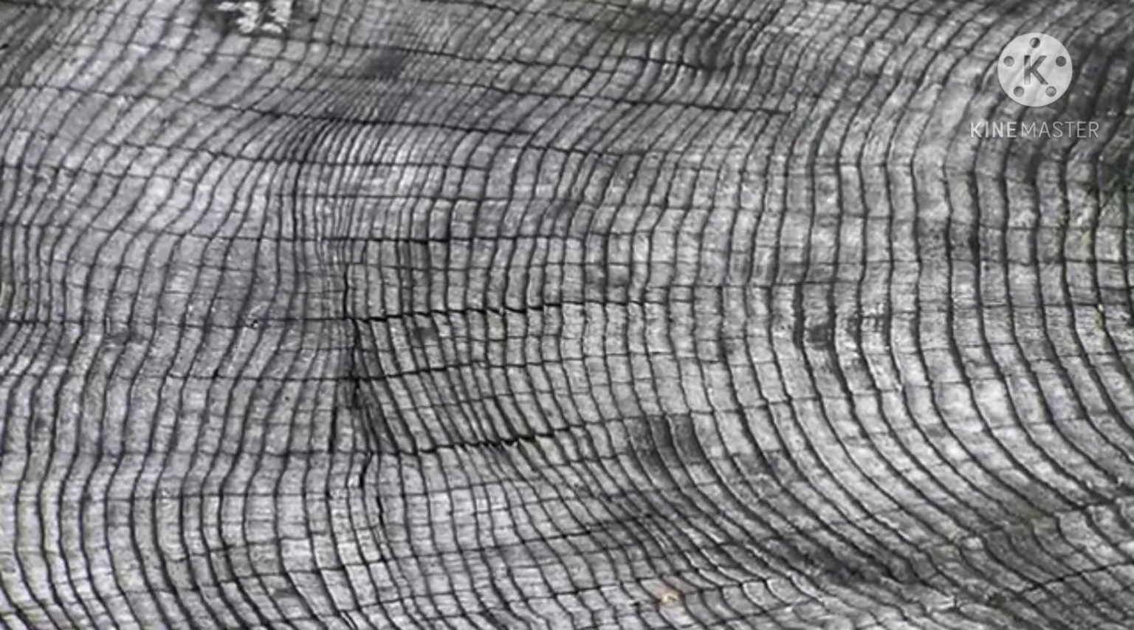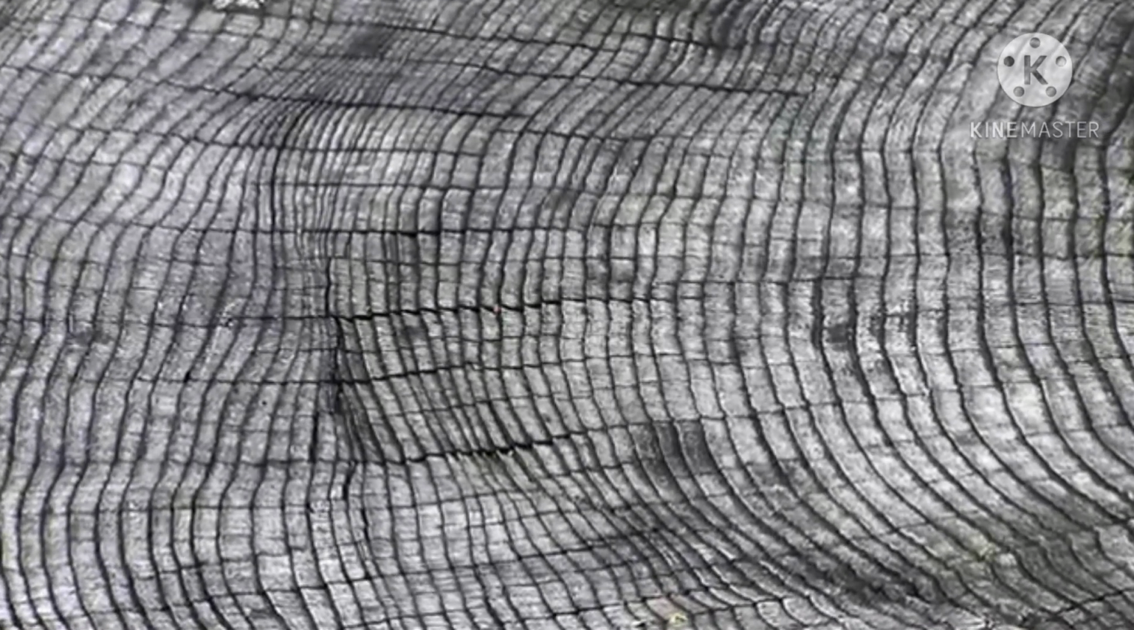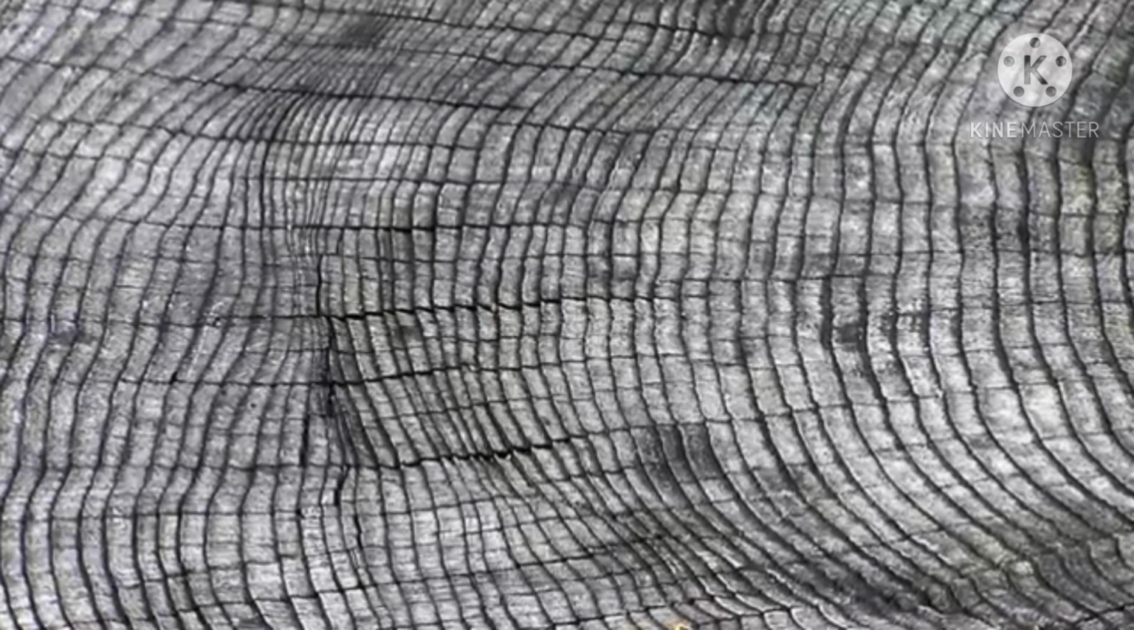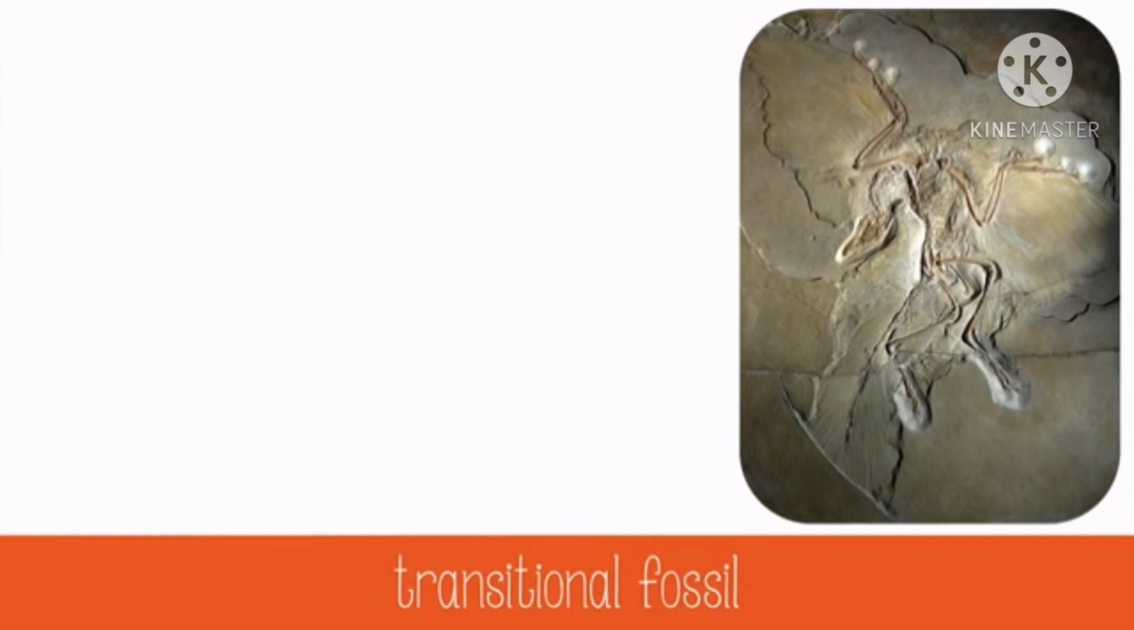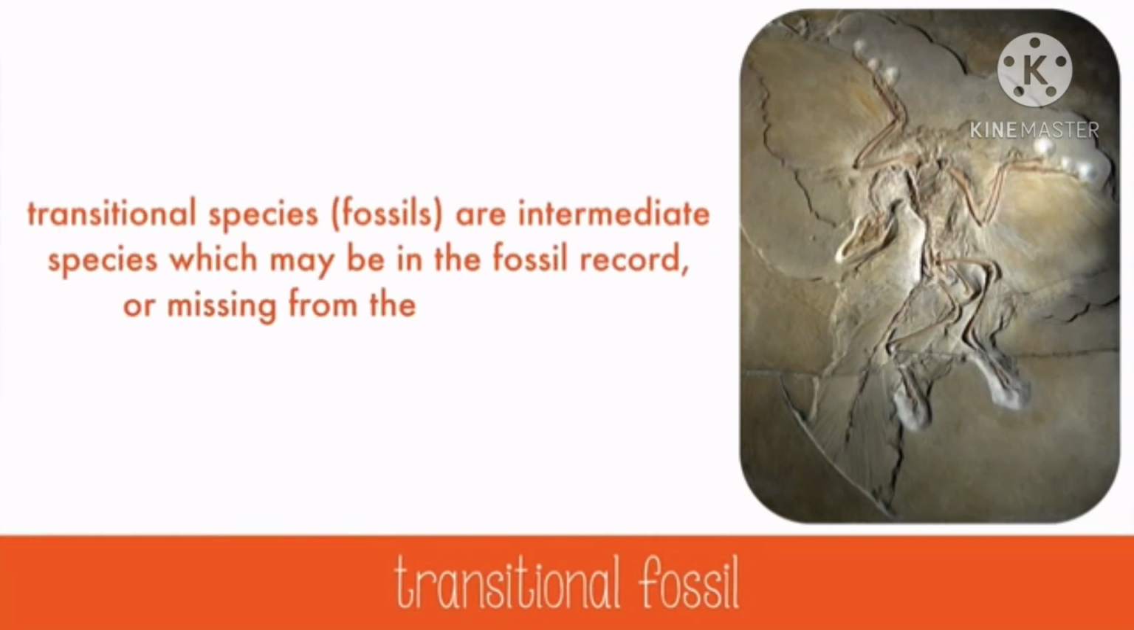Differences in growth through the season create a ring, and it generally takes 1 year, but there can be some variation. Transitional species are intermediate species which may be in the fossil record or could be missing from the fossil record. It's proposed that there would be evidence of species that were in the middle evolution steps from one species to another. Archaeopteryx, pictured here, is used to provide a link supporting the theory that birds evolved from reptiles.